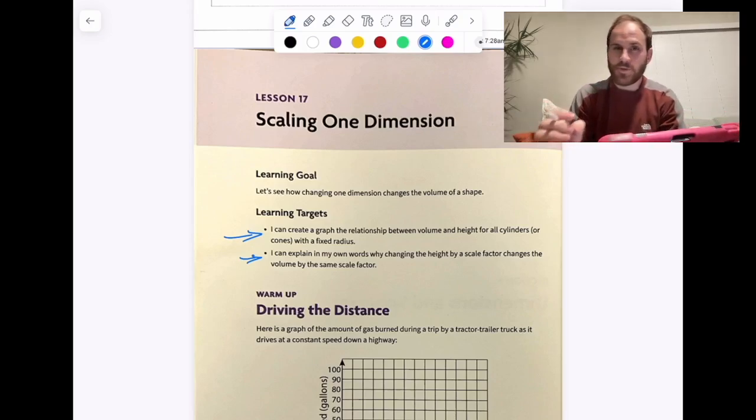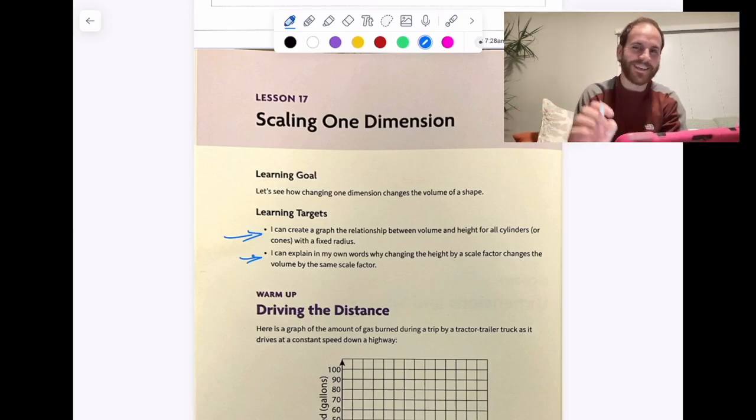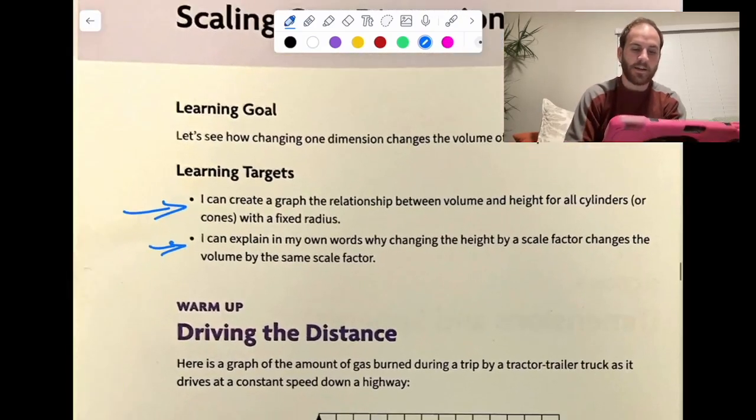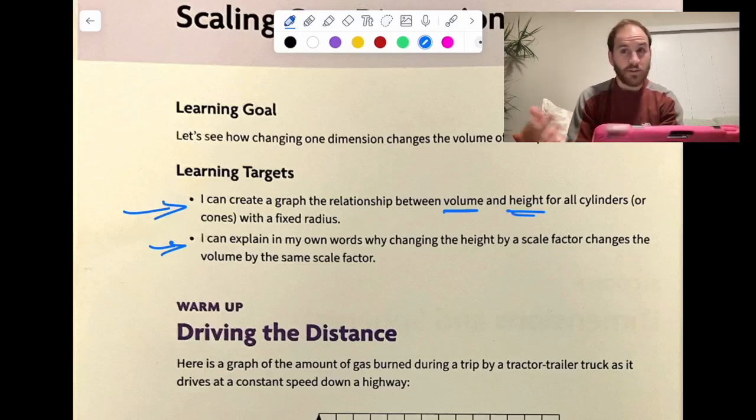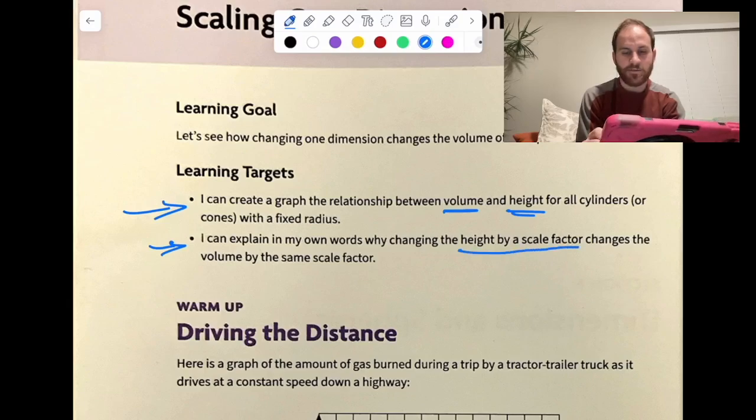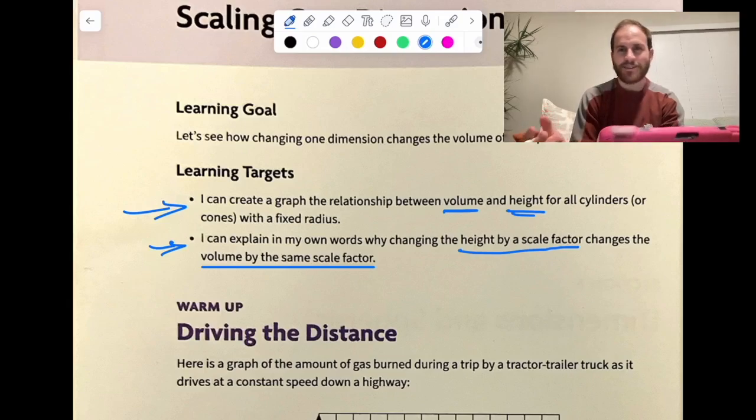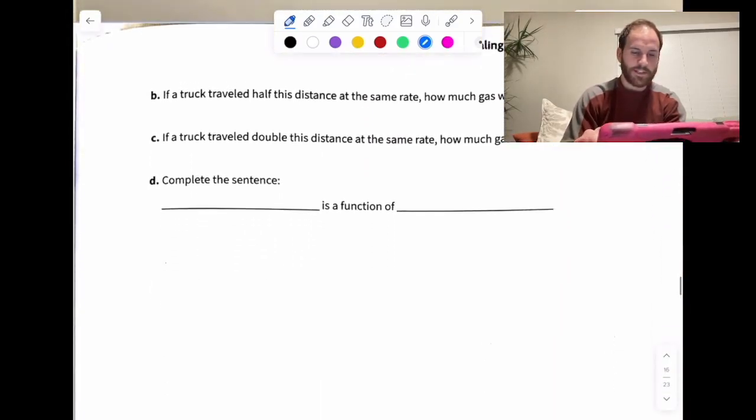But anyway, for lesson 17, we're going to focus on that first. The idea is I want y'all to understand the relationship between volume and height of a cylinder, or of a cone even. This works for that as well. In the learning targets, our I can statement, we want to be able to explain in our own words why changing the height by a scale factor also changes the volume by the same scale factor. I'm going to show you what that means. Later we'll look at the relationship between radius and volume, but for now, let's check this out.